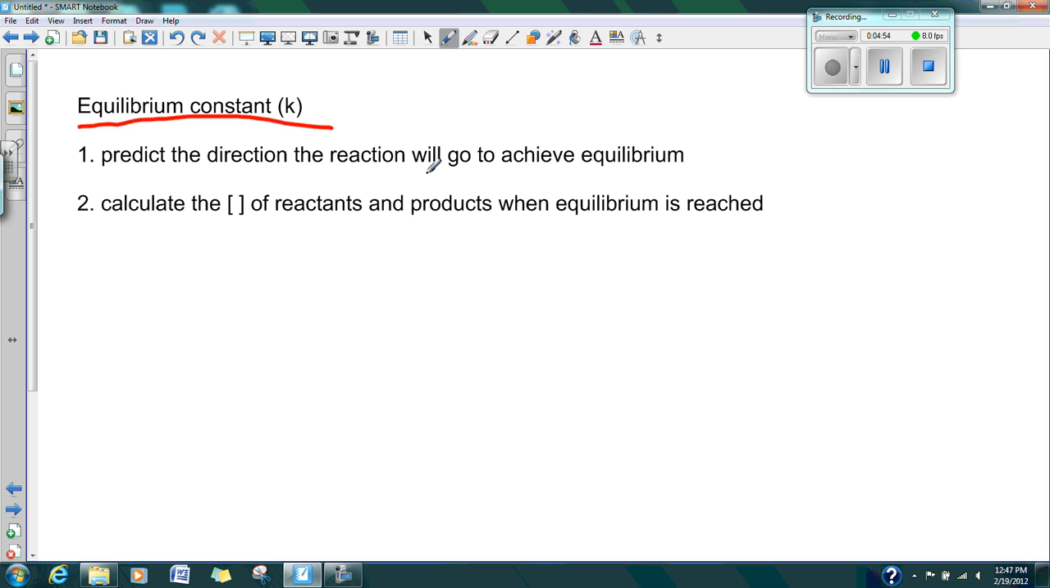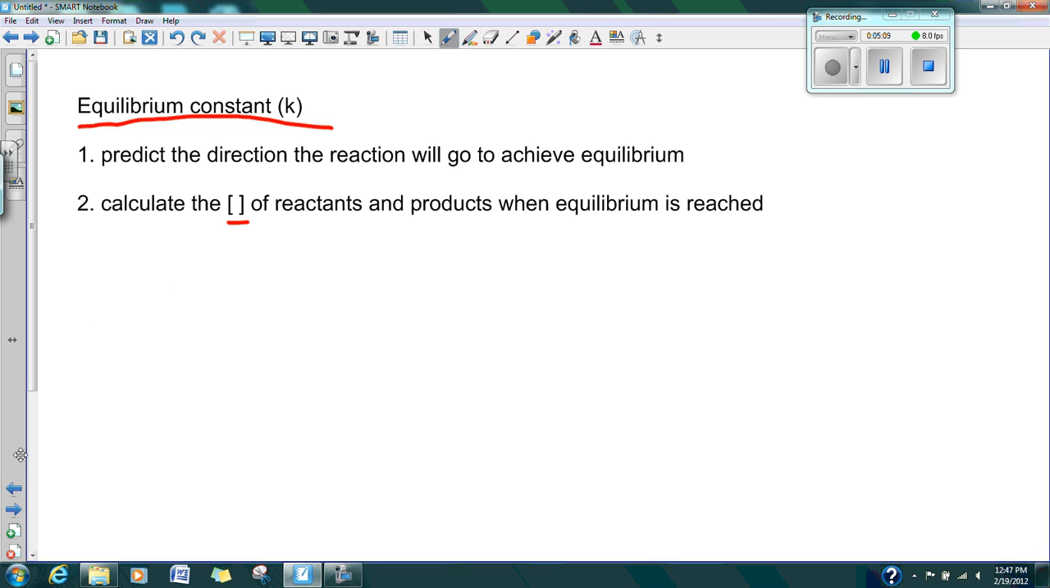Remember that if you are an engineer, you are really looking at this direction of the reaction because you want to maximize the products, and it also helps us calculate the concentration of the reactants and the products when equilibrium is reached.